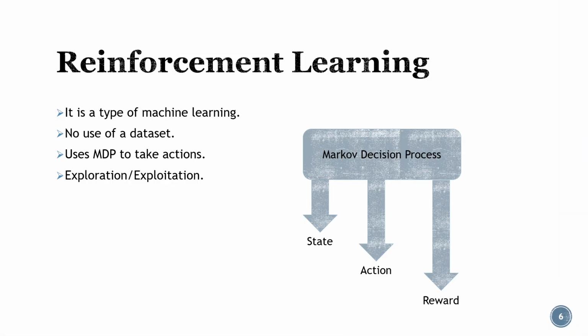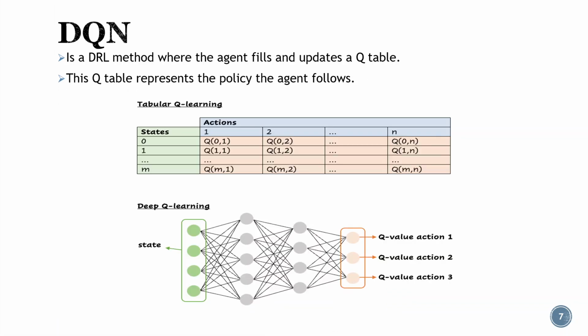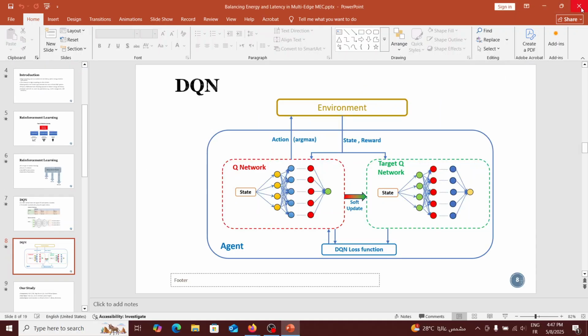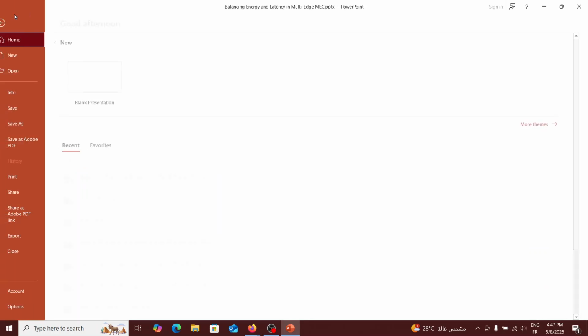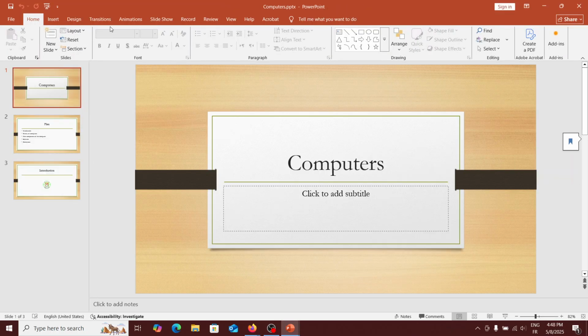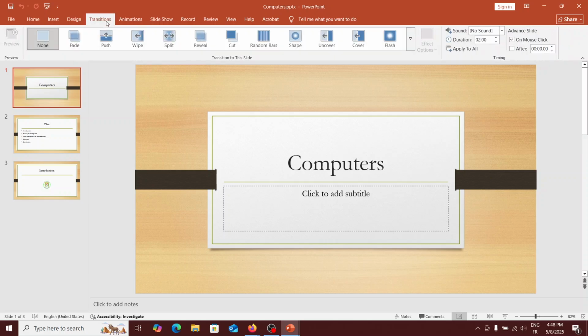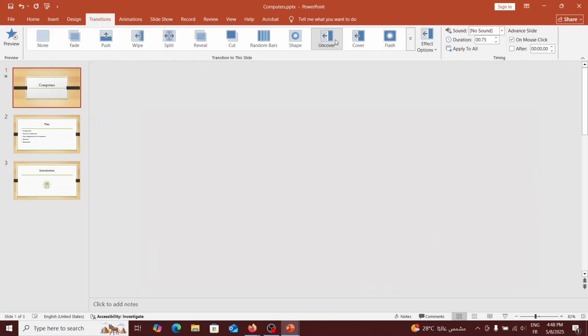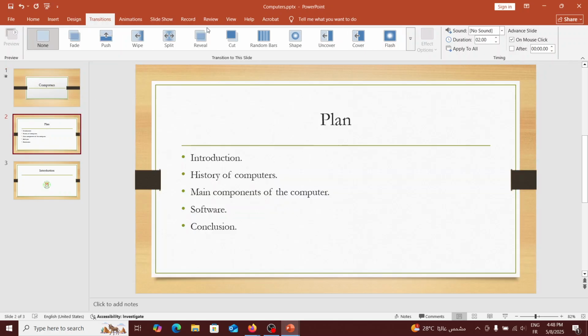There are different types of transitions. For example, this one pushes the previous slide to the left. Okay? Let's try it in our previous PowerPoint presentation, this one. We simply go to the transitions tab and then choose one type of transitions. For example, push, wipe, split, reveal, cut, random bars, shape, uncover. For example, let's use the uncover one.